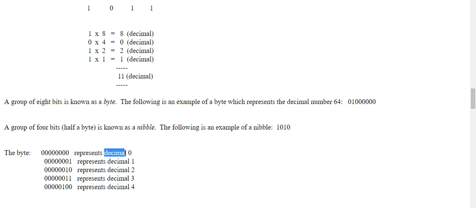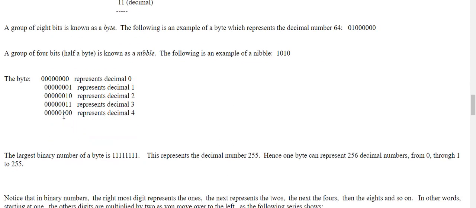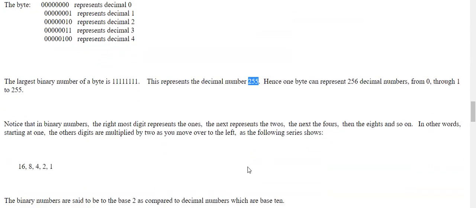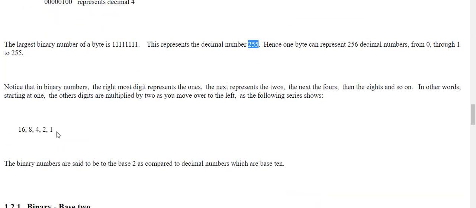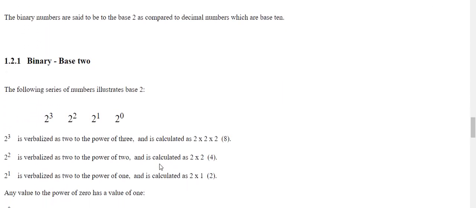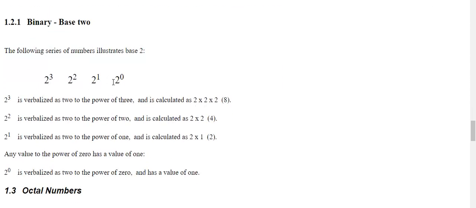This one represents decimal 0 because they're all 0. This one represents decimal 4. The value of this one here is 4 in decimal. Now the largest binary number in a byte is this number, which represents decimal 255. Now notice the column headings for binary numbers start at 1, then you multiply by 2 to go from right to left. So we're base 2 for binary numbers, so if you know your exponents, 2 to the power of 0 is 1, 2 to the power of 1 is 2, then 4, 8, and so on.